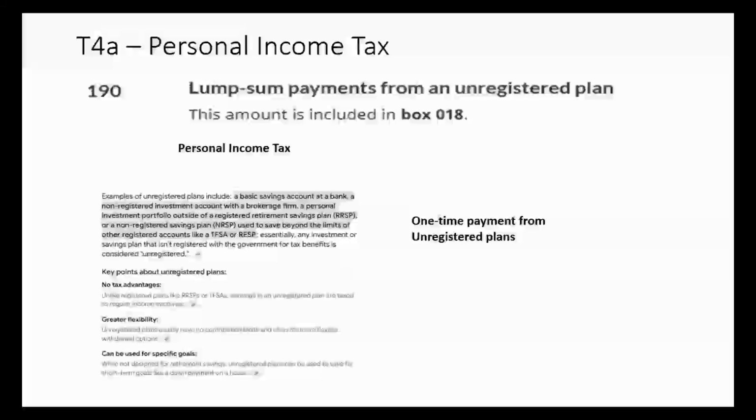Code 190, lump sum payments from an unregistered plan. This could be a bank savings account, a non-registered investment account with a brokerage firm, a personal investment portfolio outside your RSP, or a non-registered savings plan, NRSP.